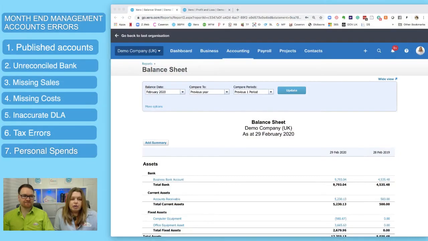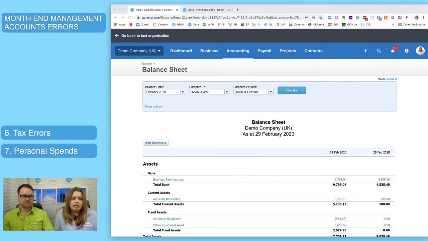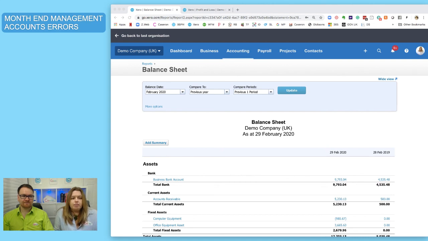We're just going to switch over into a demo environment and we're going to look at them and show you where we would look in Xero for these typical types of errors. So looking at the month-end accounts, the first thing we often see, the thing that is most wrong on a set of new accounts, is that the published accounts do not match the figures in Xero.